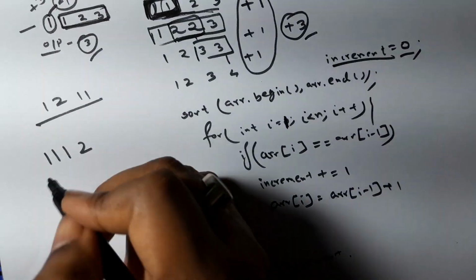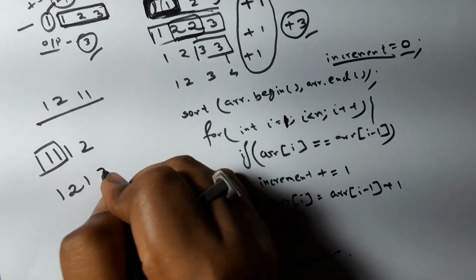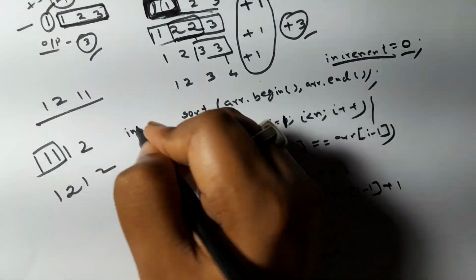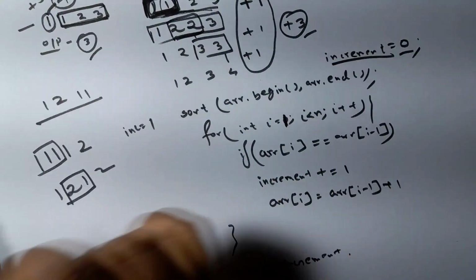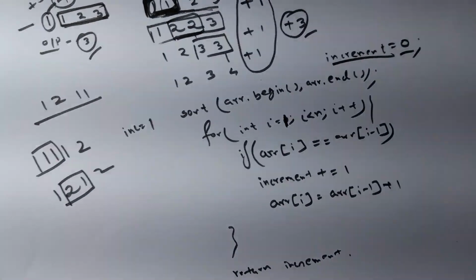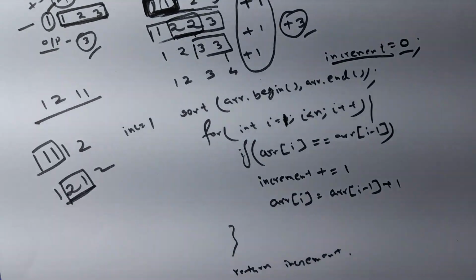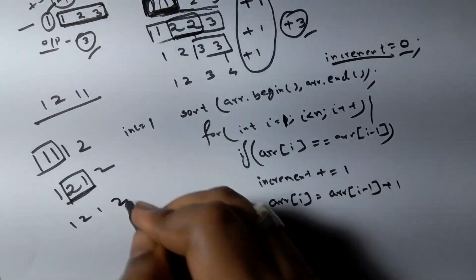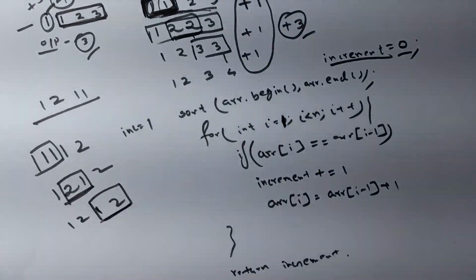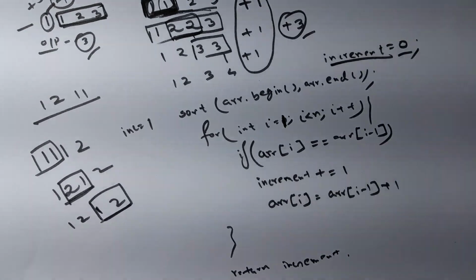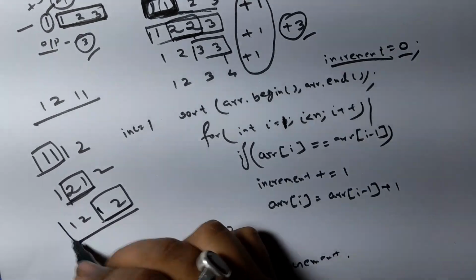Okay, so for this pair what I have done, 1 2 1 2, I have incremented 1, so my increment is equal to 1 now. Now I will check this pair, but in this case these two elements are not equal, so I will not do any operation. I will move to the next pair, and here also these two elements are unique, so I will not do any operation. So my array becomes 1 2 1 2.